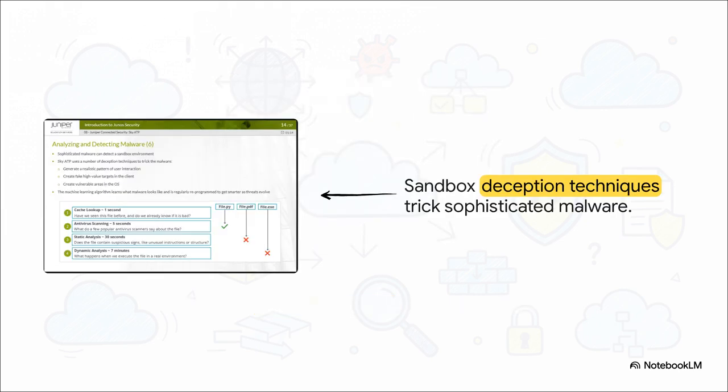This is, hands down, the coolest part of the whole system. Seriously, advanced malware is often programmed to detect if it's trapped in a sandbox. If it realizes it's being watched by security software, it will behave perfectly normally just to avoid detection. Sky ATP completely flips the script using deception. The sandbox literally generates fake, realistic user interaction, creates fake, high-value target files, and even intentionally creates vulnerable areas in the OS. It actively tricks the smart malware into revealing its true, malicious nature. It's this incredible high-stakes cat-and-mouse game. And all the while, the machine learning algorithm is watching, learning what this brand new malware looks like, and instantly reprogramming itself to get smarter for the next attack.